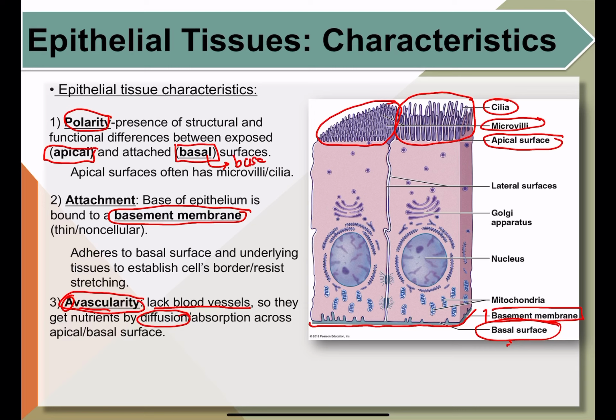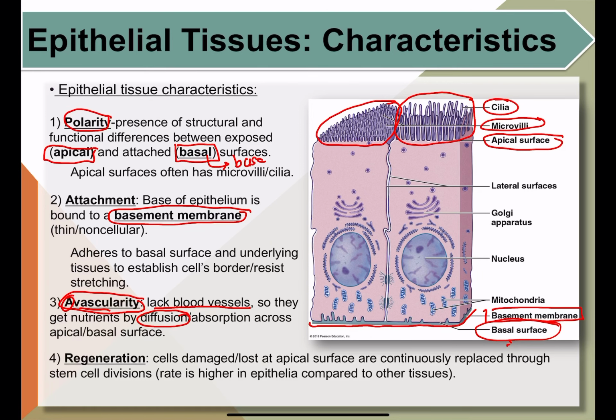A lot of times things need to travel into the plasma membrane via diffusion or specific channel proteins and carrier proteins we talked about in the last chapter. And lastly, most epithelial cells have the capacity to regenerate, which means the ability to cell divide.